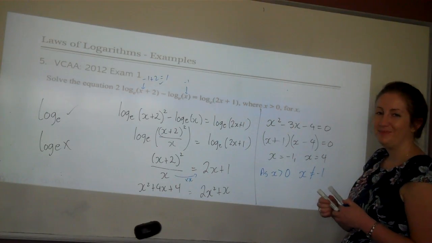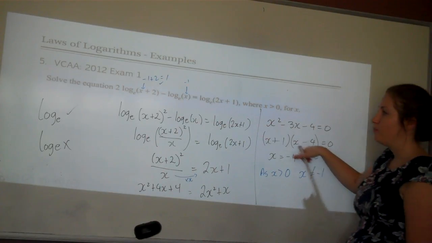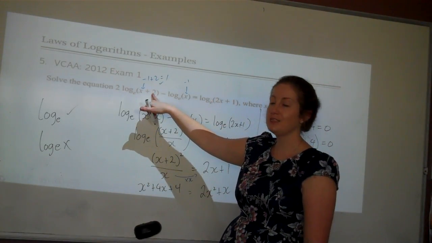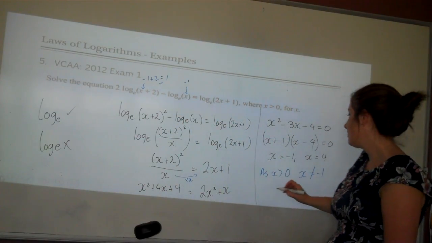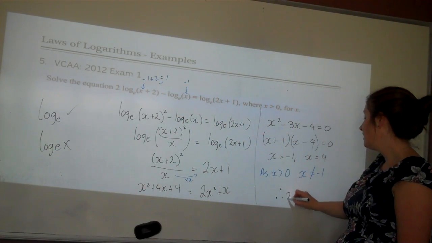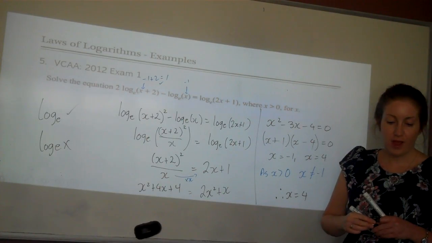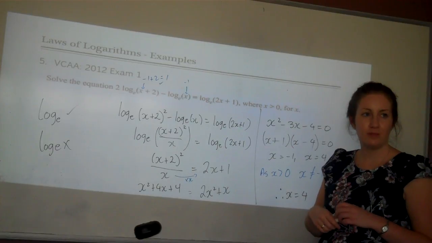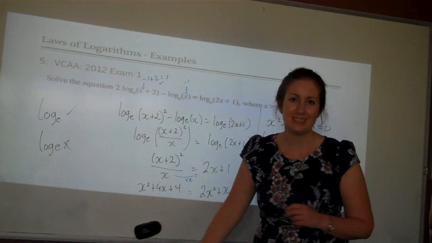Sorry about that, everyone. Finally, looking at this, x equals 4. If I put 4 in here, 4 plus 2 is 6, so that is fine. Substituting 4 in here, that's positive as well, so that's fine. So our final answer is x equals 4. And that's it for how to simplify logarithmic expressions. We'll go on to sketching logarithms in the next section.